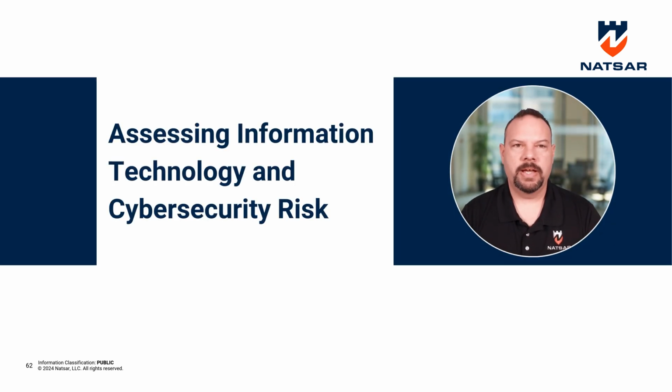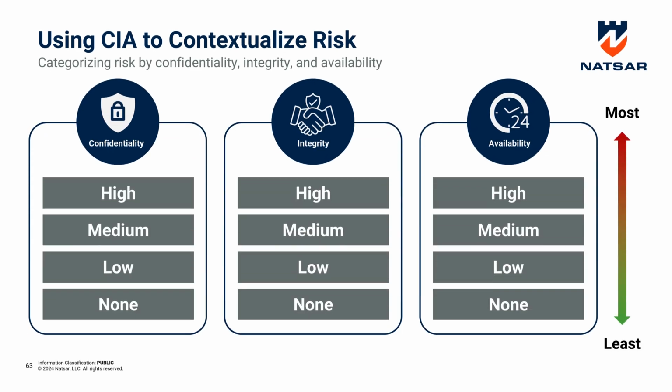Now we'll move on to the next module, assessing information technology and cybersecurity risk. Remember CIA, that confidentiality, integrity, and availability that I mentioned earlier. We're now going to use that to contextualize our risk. So for example, I mentioned you may have a system where the confidentiality doesn't matter. It's the data that comes from the weather sensor on the roof of your building. We don't care who sees that necessarily, but the availability is really important.